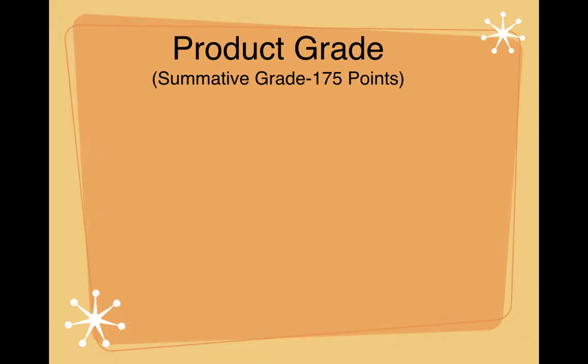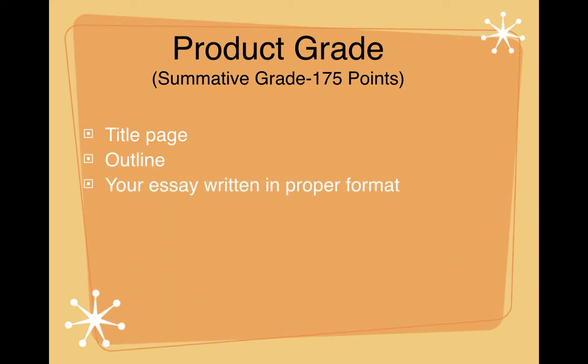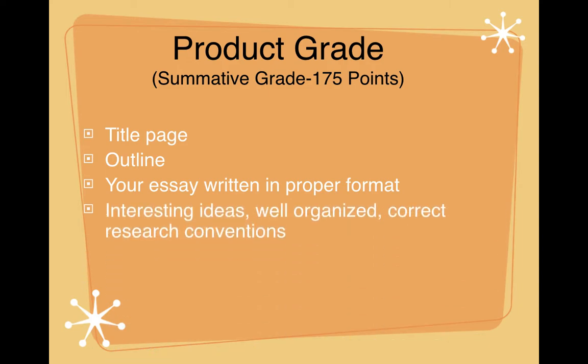For the product grade, which is 175 points, your final essay will include a title page, an outline, your essay written in proper MLA format, interesting ideas, well organized, correct research conventions, and a works cited page where you will have at least 7 sources. And obviously your writing skills will all equal up to 175 points.